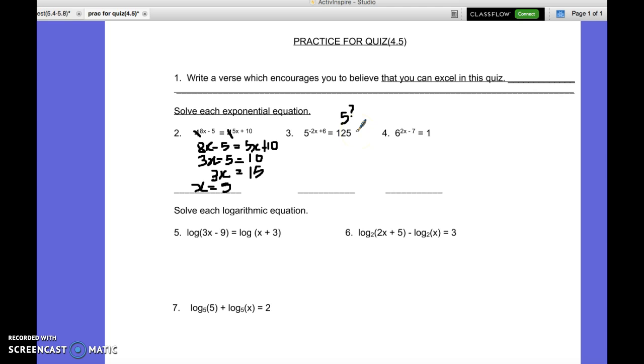So you have to go to work and say 5 times 5 is 25. 25 times 5 is 125. So that's 5 to the 3rd power. So the first step here is to express the right side also to the base of 5. So that'll be 5 to the 3, is equal to 5 to the 2x plus 6. The bases are now the same. So I can strike them out. And I'm left with 2x plus 6.